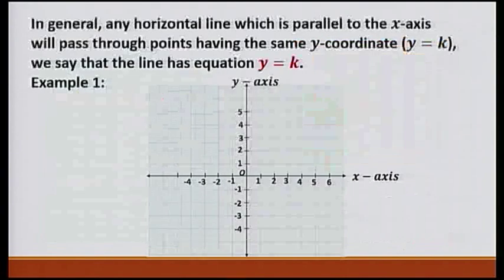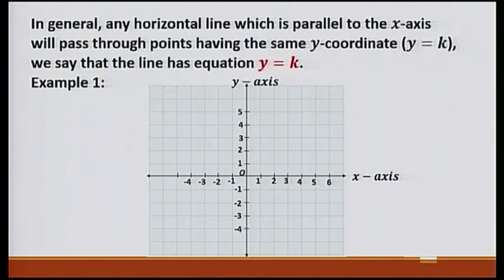In general, any horizontal line which is parallel to the x-axis will pass through points having the same y-coordinate, y is equal to k. We say that the line has equation y is equal to k.